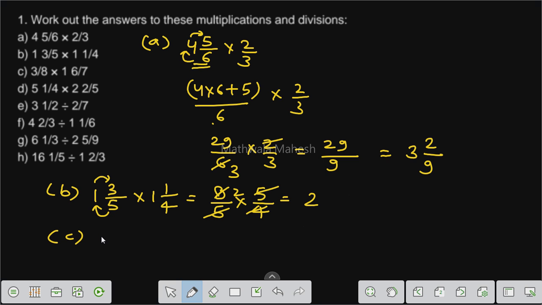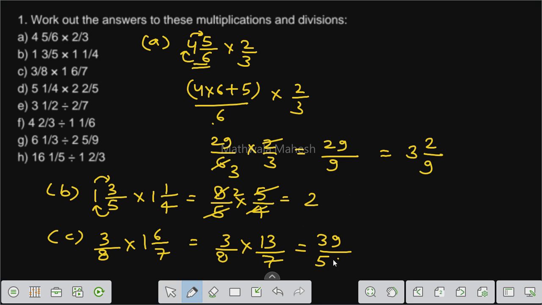Next one is 3 by 8 into 1 and 6 by 7. It is 3 by 8 into 7 plus 6, 13 upon 7. And we cannot divide further. So the answer is 3 into 13, 39 upon 8 into 7, 56. So 39 upon 56.